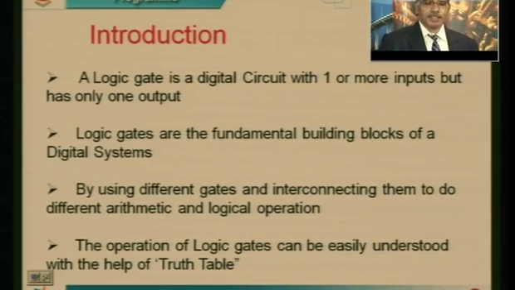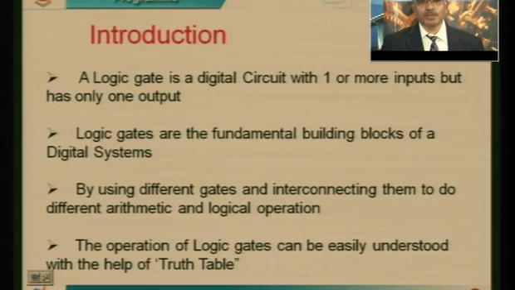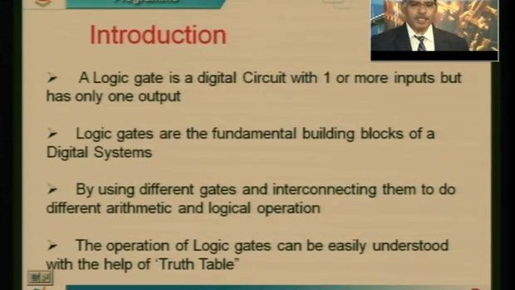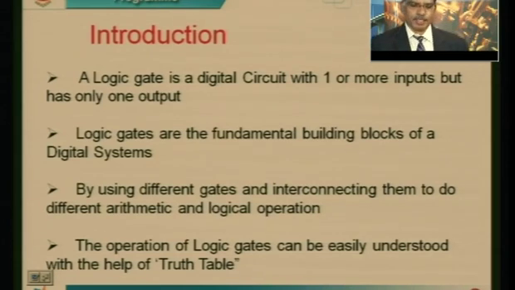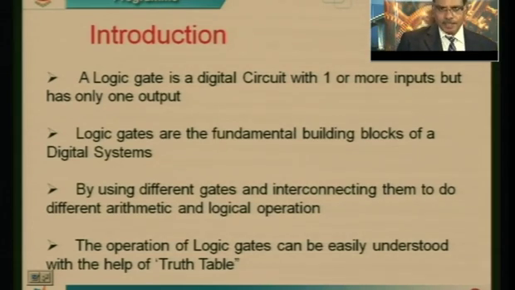The operation of these circuits can be easily understood by using the truth table representation, in which you represent the input variables as well as the output variable. Depending upon the number of logical input variables, we will have a combination of different values of the logical variables that you have chosen. These things we'll see later.